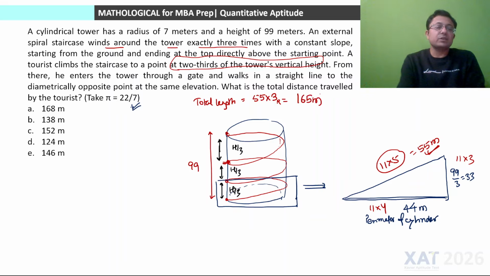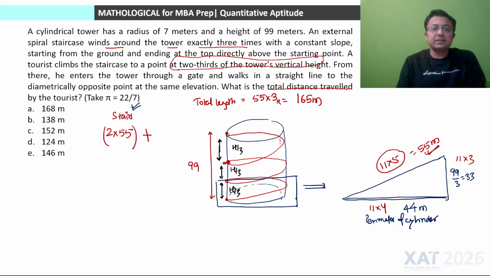Okay. Question ये कह रहा है कि the tourist climbs the staircase to a point at exactly 2/3 of the tower's vertical height. यानी कि 2/3 तक ही travel किया, तो only 2 rounds he has traveled. So length traveled by the tourist, staircase का length total traveled by tourist, total distance traveled, that will be equal to 2 into 55 on staircase.